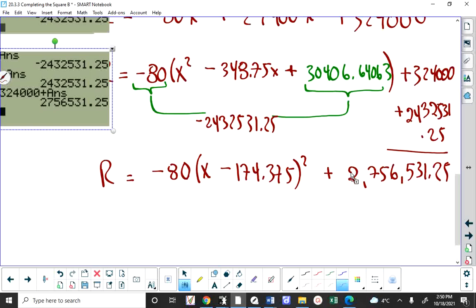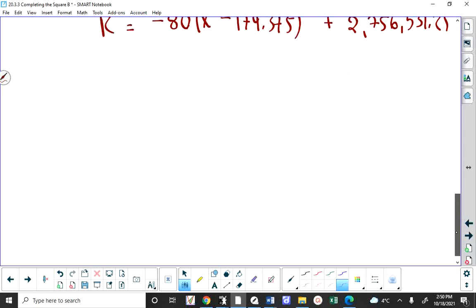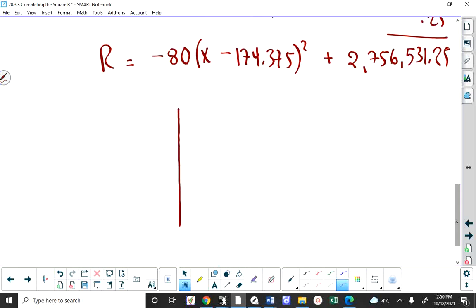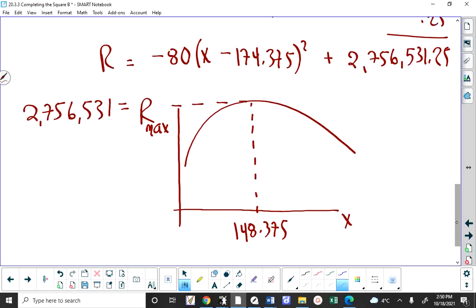The fact of the matter is the vertex is at 174.375, comma, this number. Which means I won't go back up, I'll just redraw it, that your revenue graph looks like this. This occurs when X is 148.375 and your maximum revenue is equal to that $2,756,531.25.